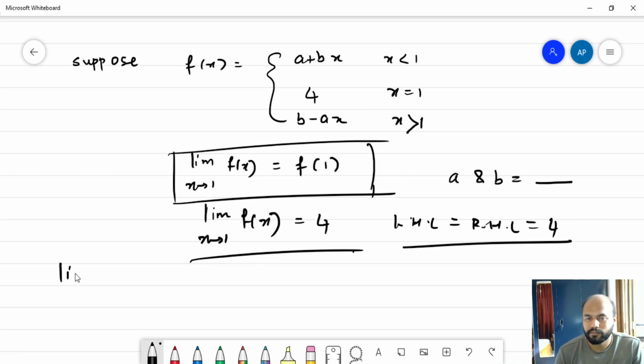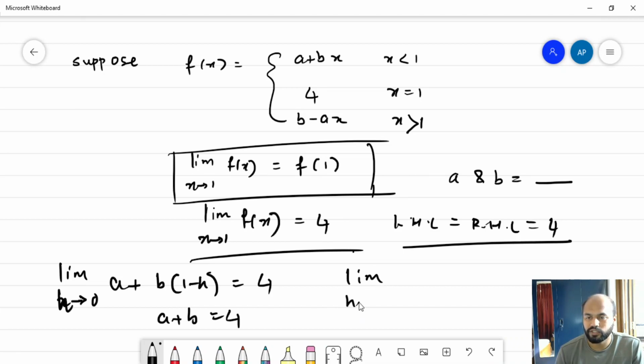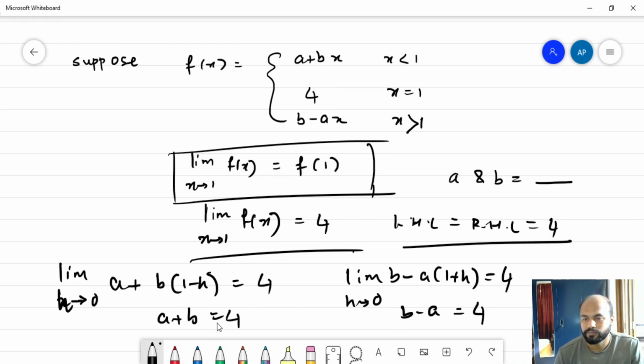So first let us take LHL. Let's straight away take h tending to 0, a plus b into (1 minus h). This is equal to 4. Put h as 0 and what we get is a plus b is 4. This is 1. Second, we write limit h tending to 0, (b minus a) into (1 plus h) is equal to 4. So put h as 0 and what we get is b minus a is 4. Now looking at this, we can clearly state that a is going to be 0 and b is 4. These are the values of a and b.